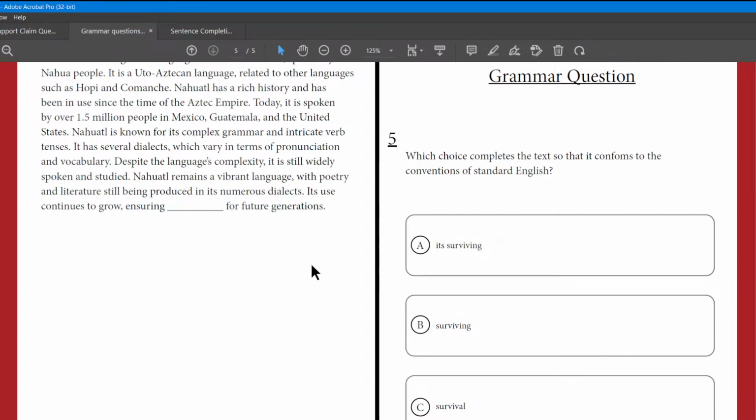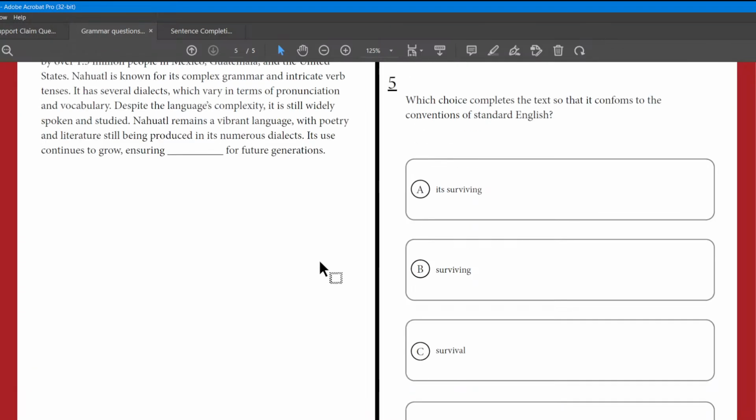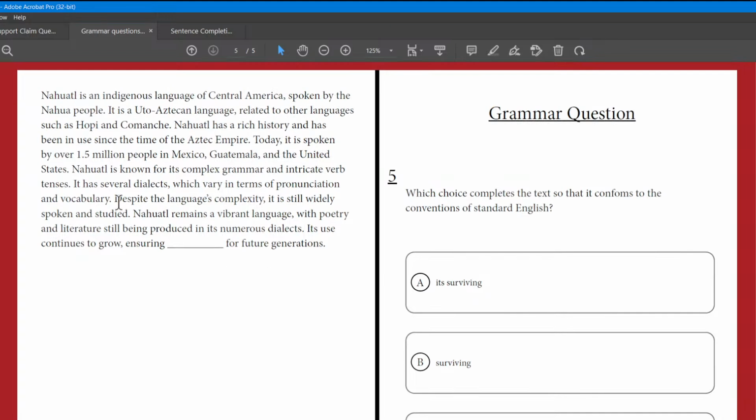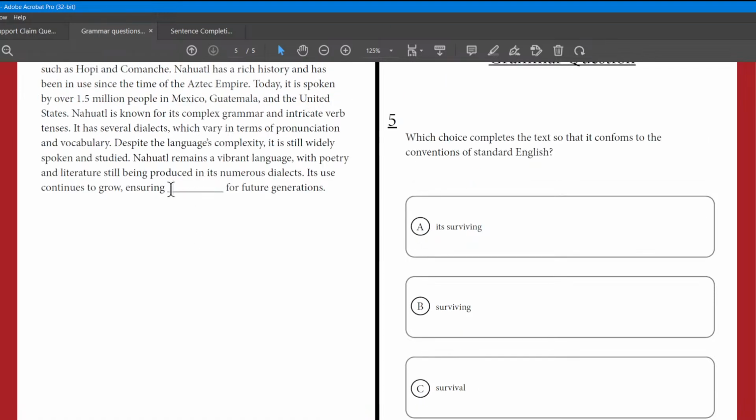You could say ensuring survival for future generations, but there's a problem with that I want to make clear before we move on. I want to make sure that it's clear that we're talking about the language. This whole paragraph is about the language, Nahuatl. Like every sentence starts with Nahuatl. So I want to make sure I'm staying consistent with that. If I just say survival, it could be talking about the future generations, like ensuring survival for the people, as if knowing this language is key to survival.